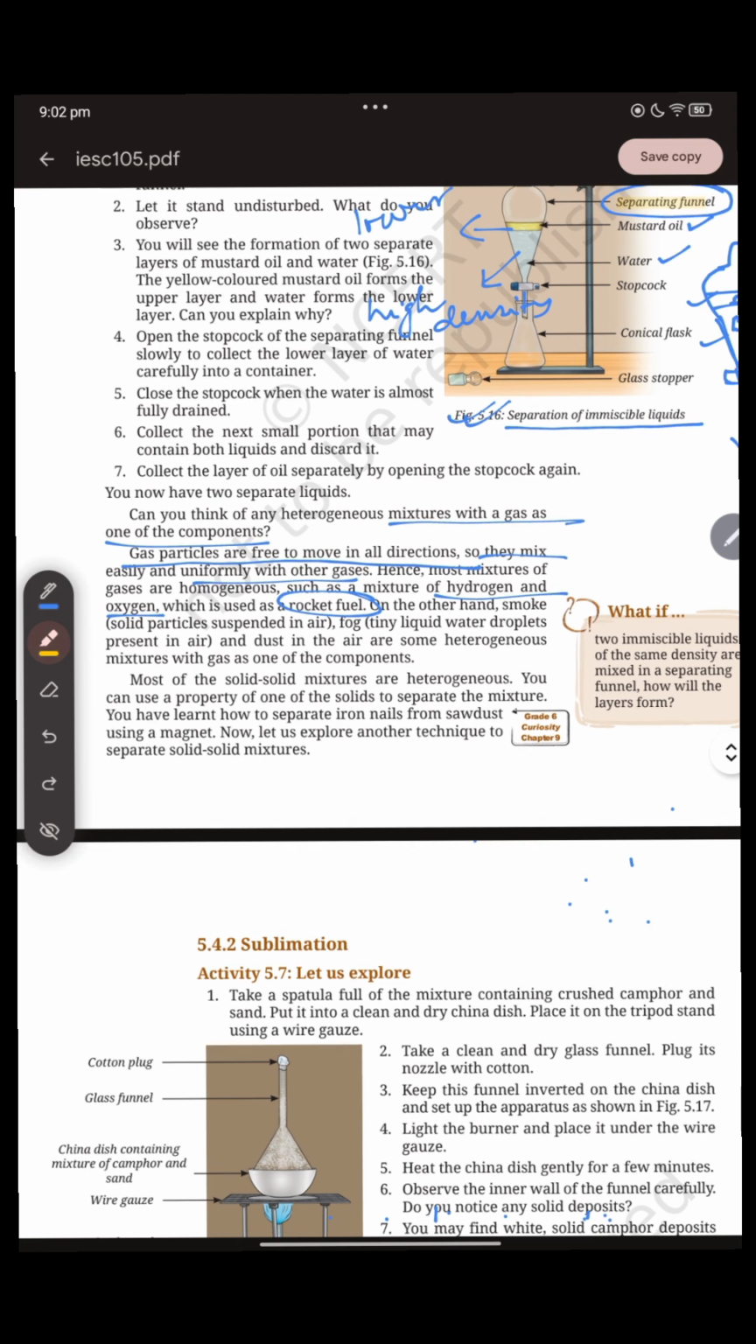On the other hand, smoke. What is smoke? Smoke has solid particles suspended in air. What is fog? Fog has tiny liquid particles, that is, water vapor in air. That is known as fog. And dust in the air. These are all heterogeneous mixtures with a gas as one of the components.